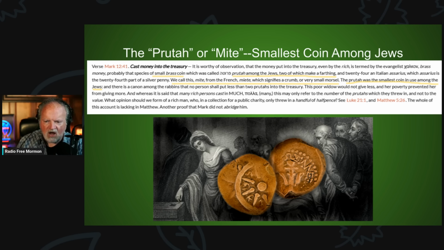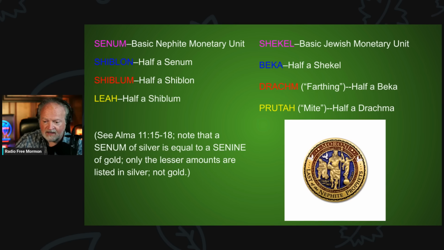And he goes on to say, "We call this mite from the French miette, which signifies a crumb or very small morsel." So the Jews in New Testament times, at least, could take their shekel and divide it in half, divide it in half again to quarters, and divide it in half again to sixteenths. And those sixteenths were the mites, the smallest coin they had, which is why sometimes it's a mite, sometimes it's two mites, because two mites make up a farthing. And the widow cast her two mites into the treasury.